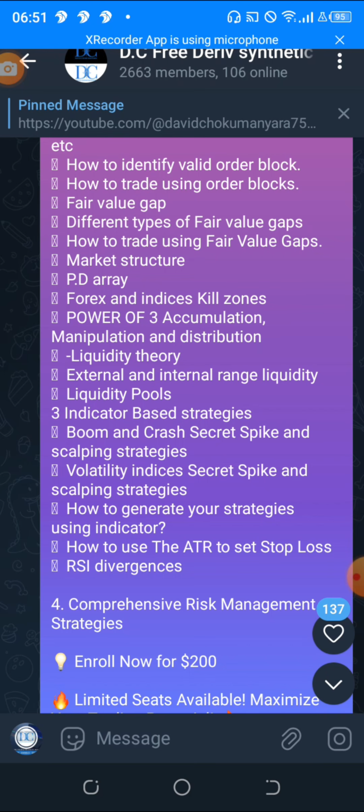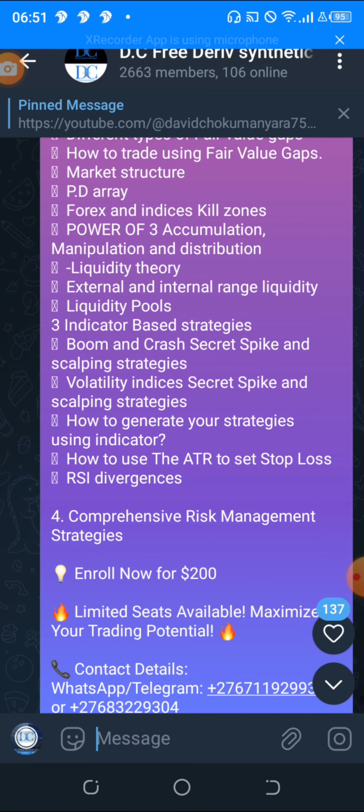Then we'll also look at volatility step. Generally, we'll be looking at synthetic indices and indicator-based strategies, but we also have strategies that can be used to trade most of the financial assets. I'll be in a position to share with you guys how you can use those strategies to trade, be it cryptocurrency, forex, gold, or Nasdaq. We also have strategies that can be used to trade all those items. Then we'll also look at how you can generate your own strategies using indicators.